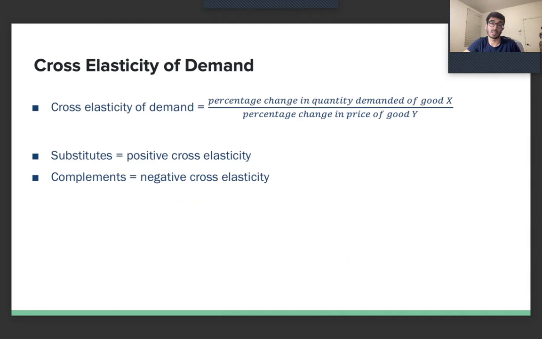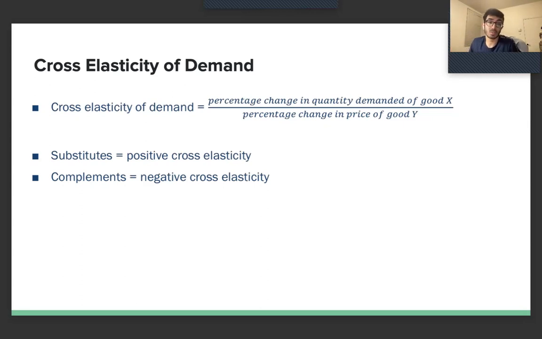Okay, and then we look at cross elasticity of demand, which is basically, again, we want to see how the quantity of our own good changes. So how sensitive is the quantity of our own good? But now we are seeing how sensitive it is to changes in the prices of other goods.